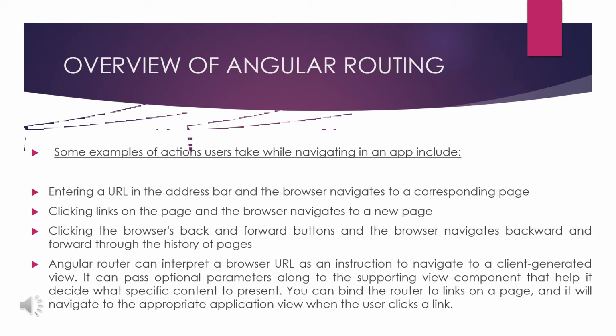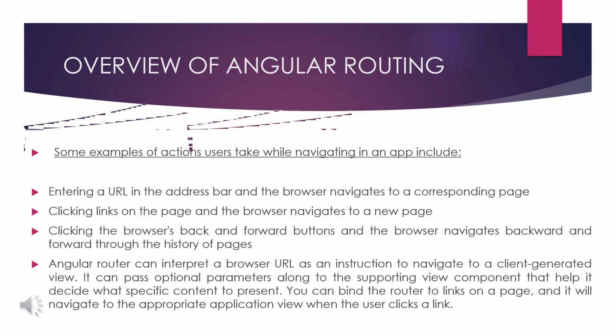Clicking the browser's back and forward buttons will automatically go to the past page and the future page. I have navigated to 3 pages, so I am on the third page now. If I press the back button, it will come to the second page. If I press back again, it will go to the first page. If I press the forward button, it will go to the next page. Likewise, these actions are running.